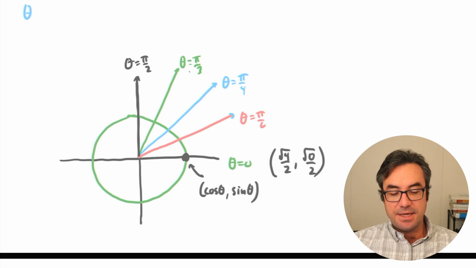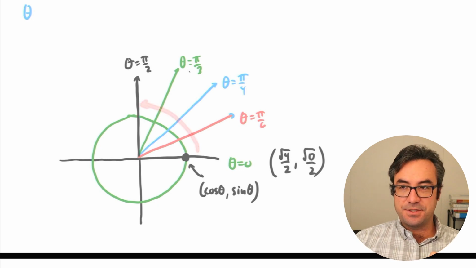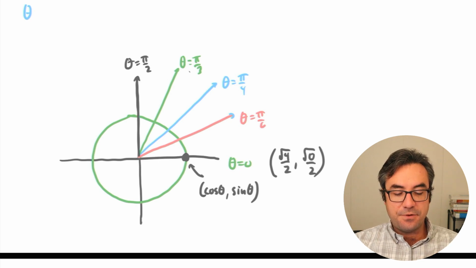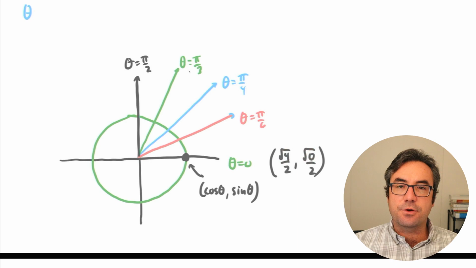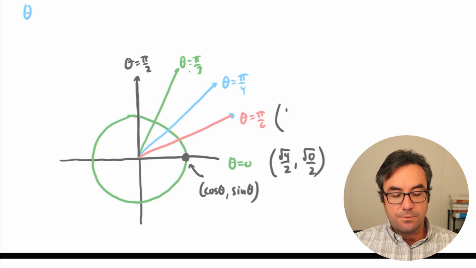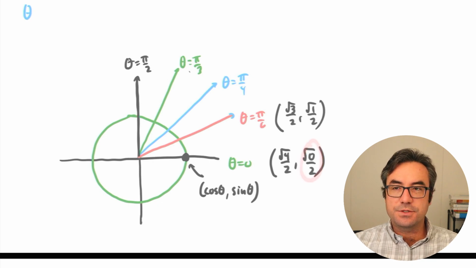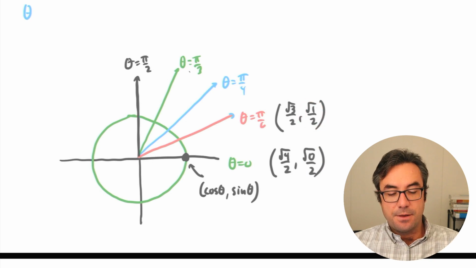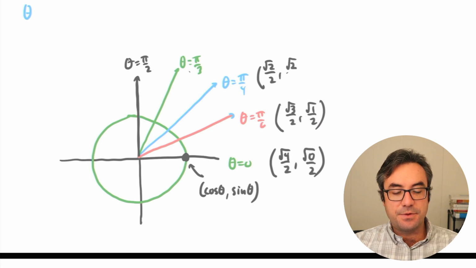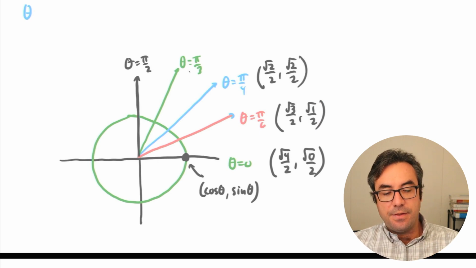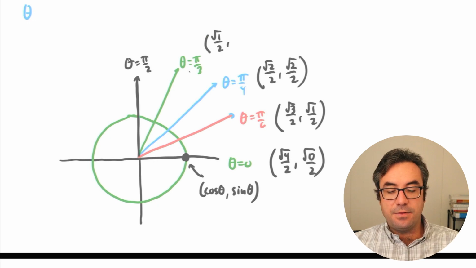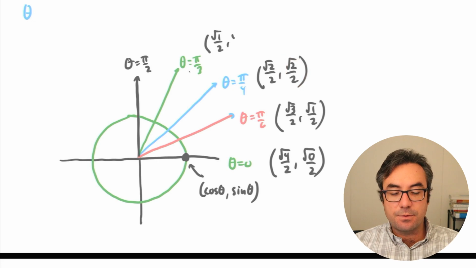As we go counterclockwise around this section of the circle, the term under the square root either counts down or counts up. So we go down to square root 3 over 2, and then the y-coordinate is counting up, so we go to square root 1 over 2. Then for pi over 4, we count down in the first coordinate, so square root 2 over 2, and we count up in the second coordinate, square root 2 over 2. And then for pi over 3, again the first coordinate counts down, so we get square root 1 over 2, and in the second coordinate we count up, so we get square root 3 over 2.